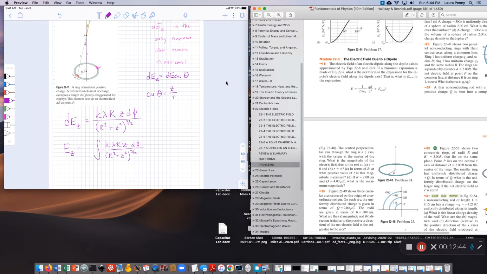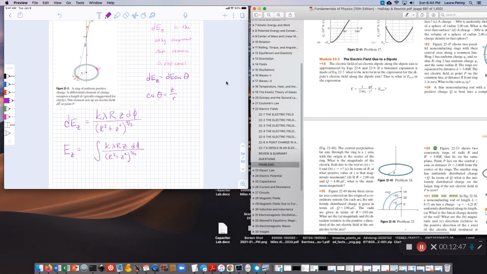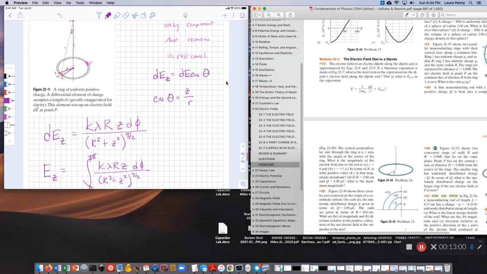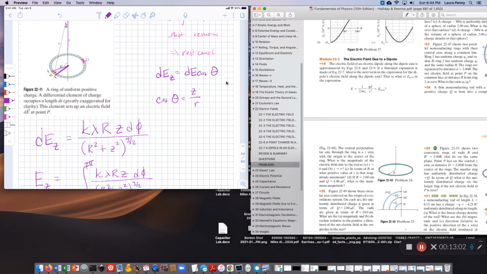And then the limits of this integration. Phi, again, remember, is this angle down here. It's how far around we are. So we're going to go all the way around the circle, from 0 to 2 pi. In other words, we want to go all the way around in phi.